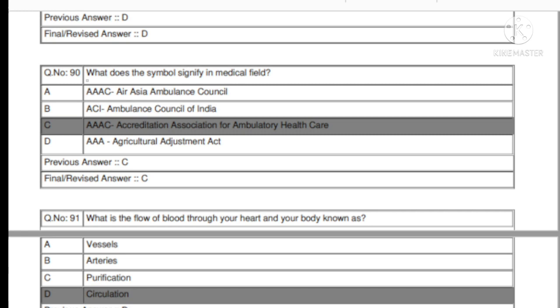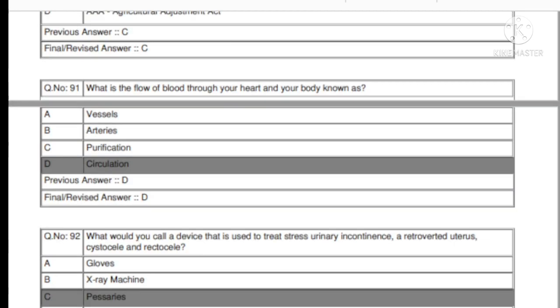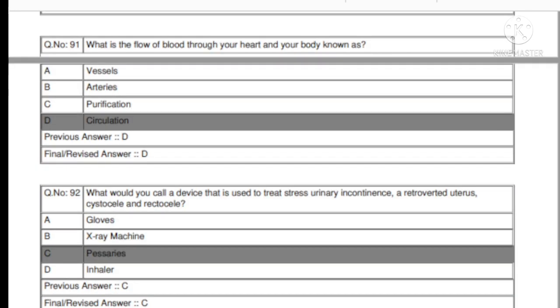Next question, question number 91. What is the flow of blood through your heart and your body known as? It is circulation, not purification, not arteries, not vessels. So D is the answer.